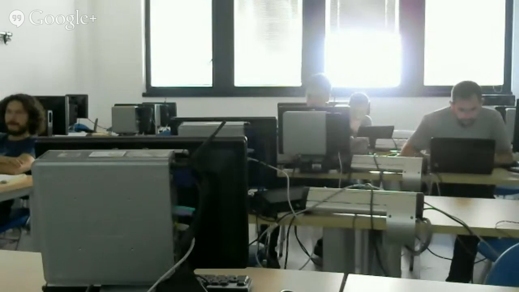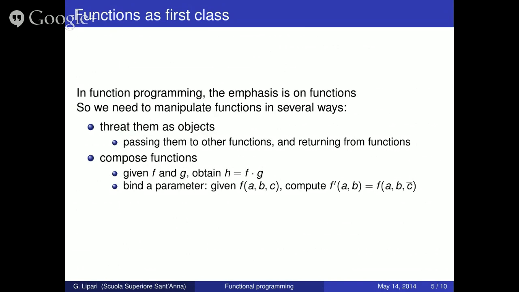Also, we would need to compose functions. For example, given f and g, we want to obtain another function which is just the composition of f and g. So you first apply g, and then to the result you apply f. Or you may want to bind a parameter. For example, if you have a function that takes 3 arguments, you want to bind the last parameter to a certain value and obtain a new function that only acts on the first 2. So how are we going to do that in C++?